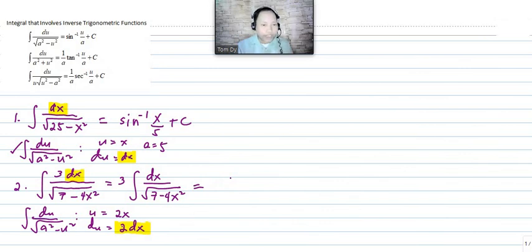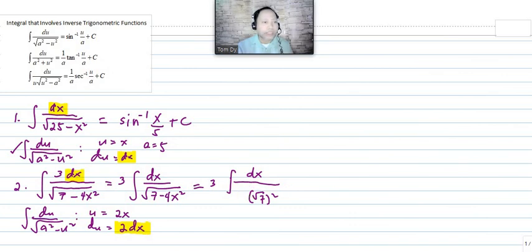Okay, I will write here, because this is dx, this is 2 dx, so I have to write 2. So we have here 3 integral of dx over square root of, now by the way, our a here is square root of 7 squared. That will be our a.